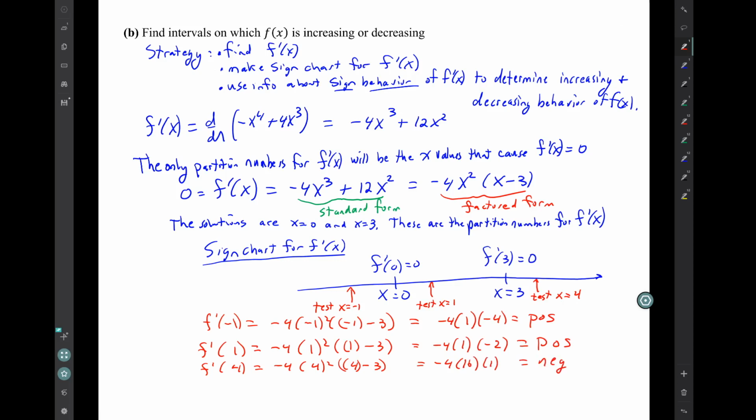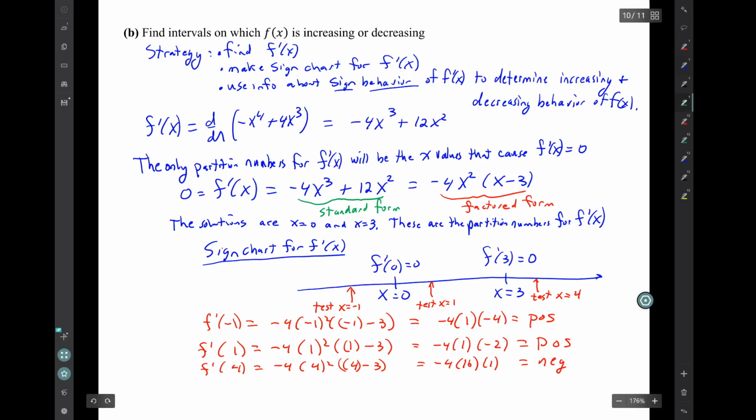So there are our sign results. Now notice again the importance of using parentheses when you put in x values. I've got -1 in parentheses squared, and then that's being multiplied by -4. So I square the -1 first. Order of operations says that you do this -1 squared before you multiply by -4. So I have -4 times the number 1.